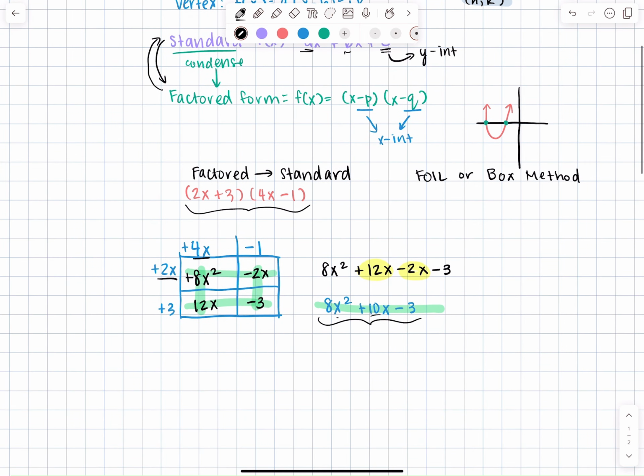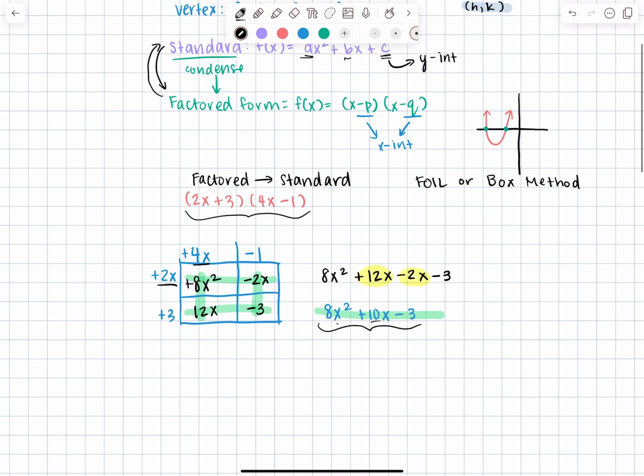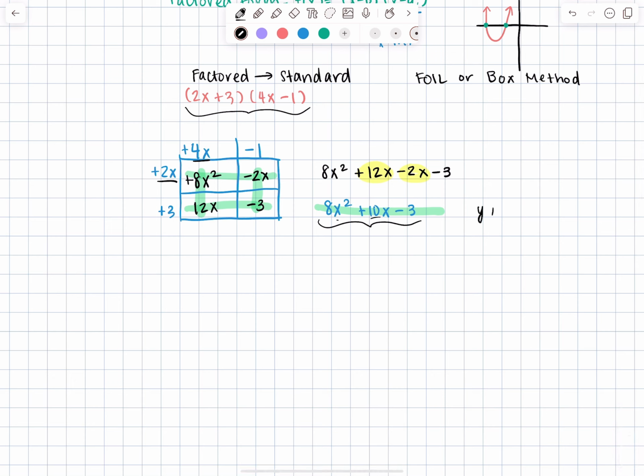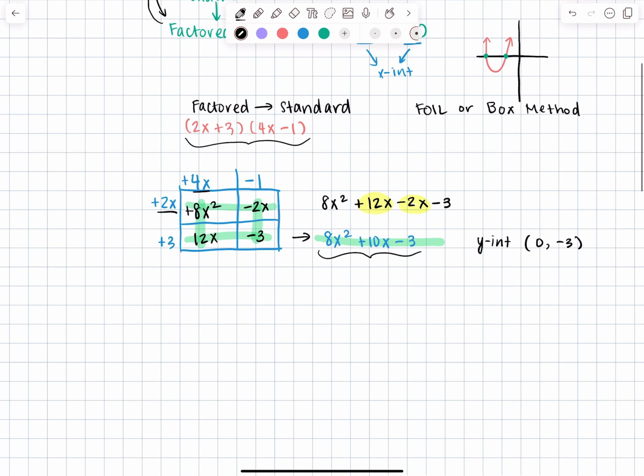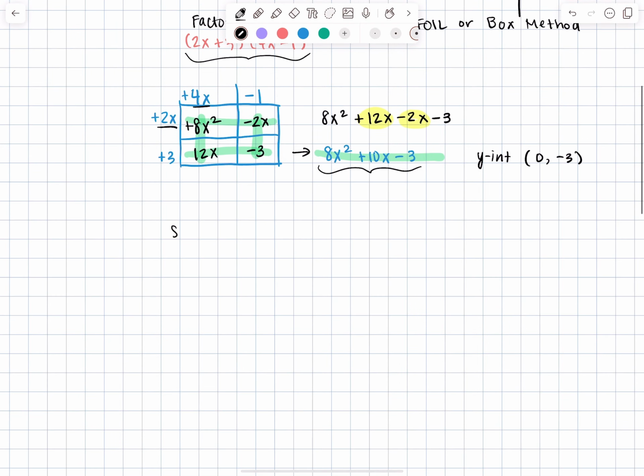So we know our y-intercept is negative 3. The y-intercept is when our x value is 0. So 0, comma, negative 3 is our y-intercept. Now let's go back from this expression right here to our factored form. So standard to factored. We have 8x squared plus 10x minus 3.